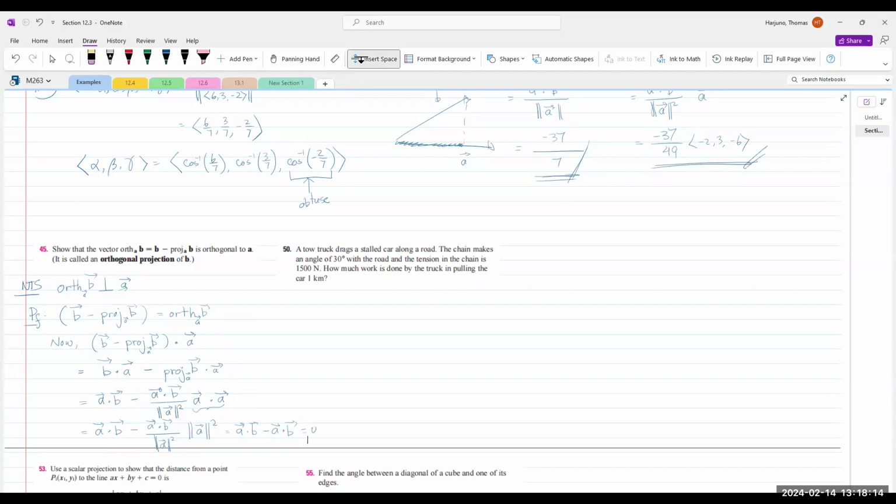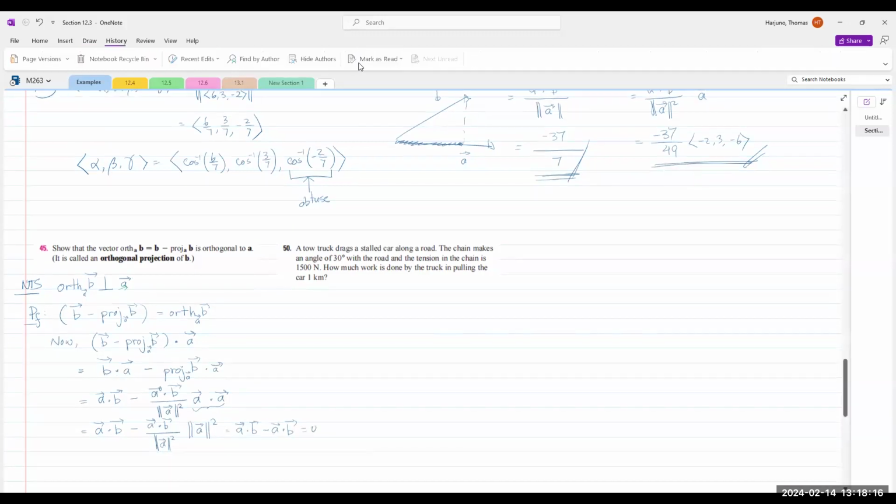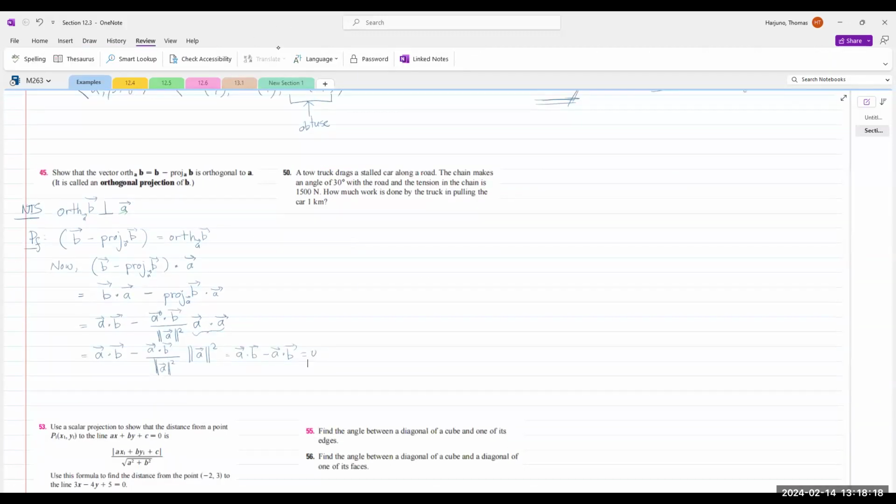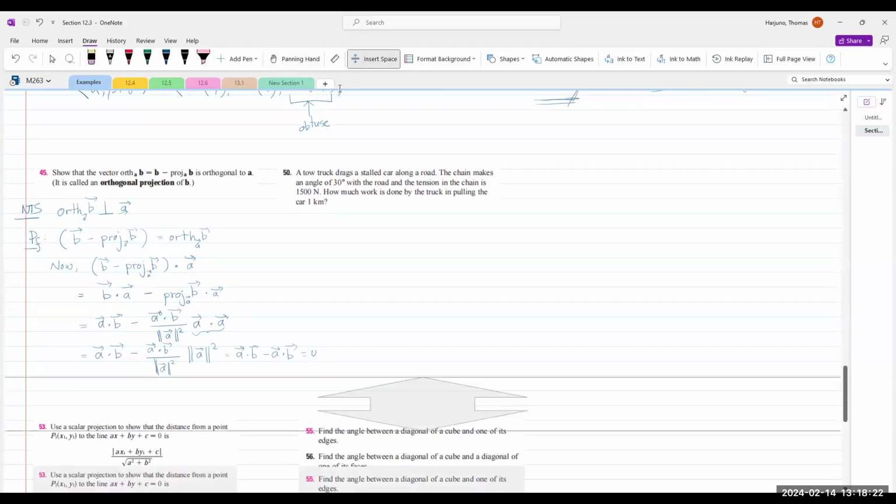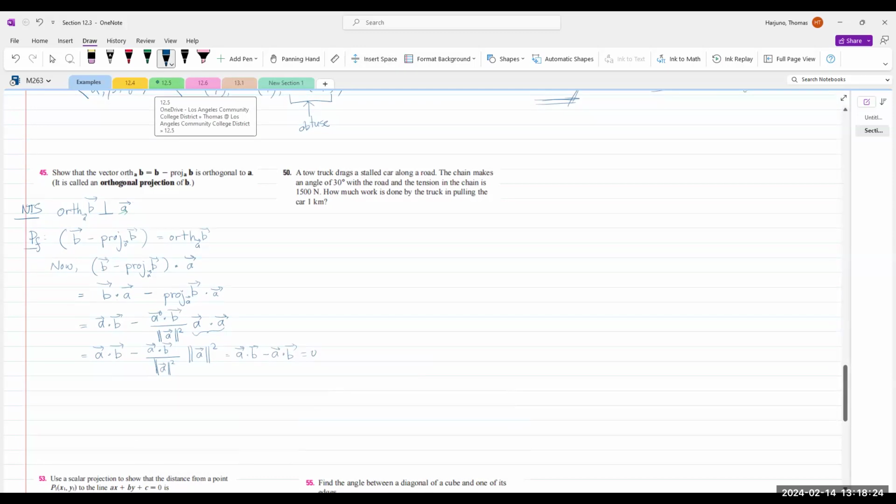Okay, then from there we see that, hey, you know what? They are actually perpendicular. From there, we say that consequently, the orthogonal vector B onto A is perpendicular to vector A. That's the end of the proof.